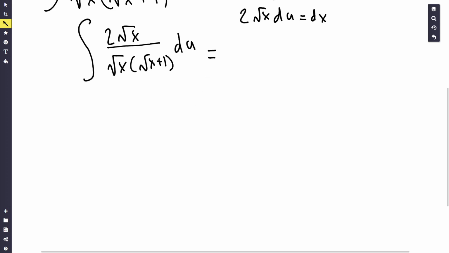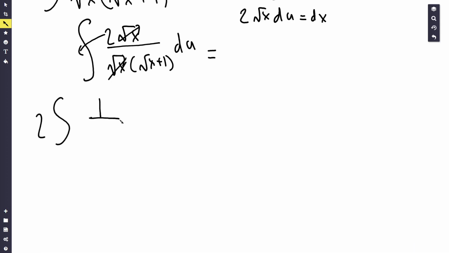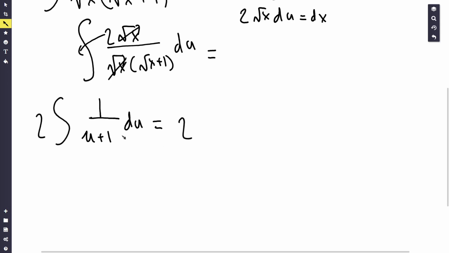Okay, now what we can do is cancel out the square root of x in the numerator and denominator and move the 2 outside the integral. So that will just give us 2 times the integral of 1 divided by the square root of x plus 1, but notice u equals the square root of x, so this can just become u plus 1 du. And now we can just remember this form of the integral, which is just going to be the natural log of the absolute value of u plus 1.